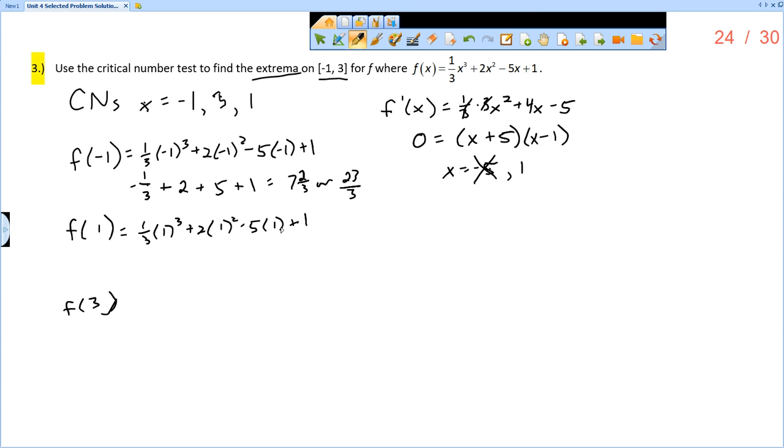All right, f of 1, 1/3 times 1 cubed plus 2 times 1 squared minus 5 times 1 plus 1. So obviously 1/3 plus 2, but then minus 5 and plus 1. So we have 2 minus 5, -3 plus 1, -2 plus a third would be -1 and 2/3, or -5/3.